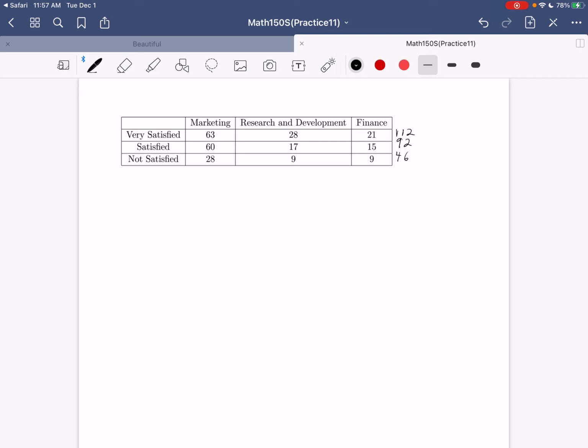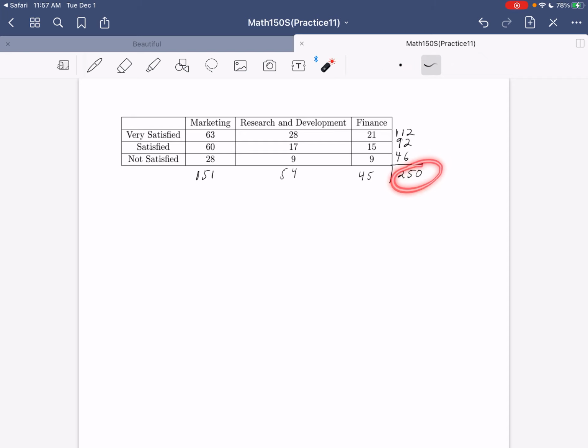Then for column totals, 63 plus 60 plus 28, looks like we should get 151. 28 plus 17 plus 9, 54. And then 21 plus 15 plus 9, looks like we should get 45. Then we can do the table total, either summing up the row totals or summing up the column totals. Either way, we're going to get the same thing. So I'll add up these. So 112 plus 92 plus 46 gives us a table total of 250.